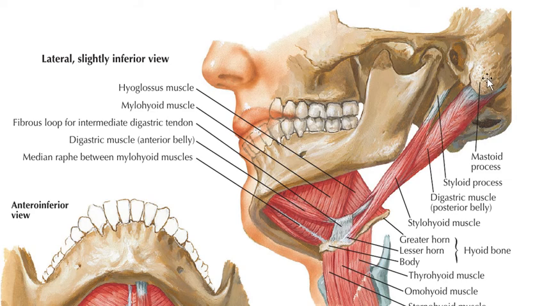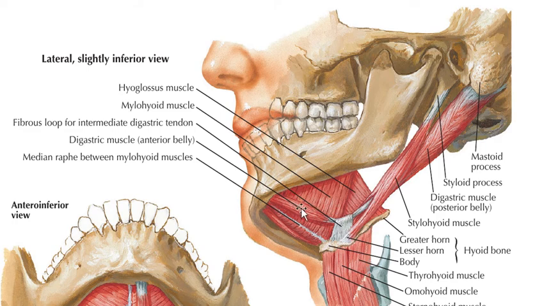So whenever the posterior belly contracts, it is going to pull the anterior belly. As a result, this intermediate tendon will move posteriorly within this loop. So the intermediate tendon is going to move anterior and posterior, to and fro, just like a swing within this loop. As a result, this bone, which is called the hyoid bone, is going to be elevated, as we do in the process of swallowing.